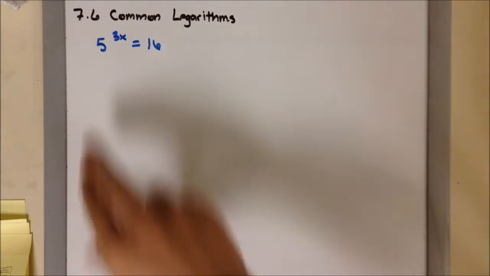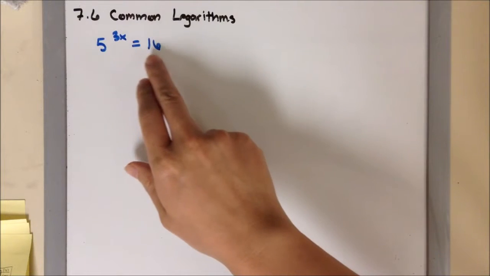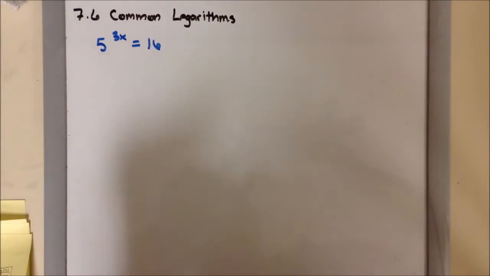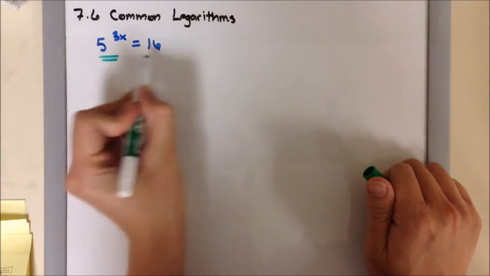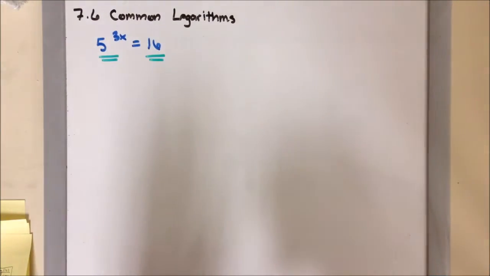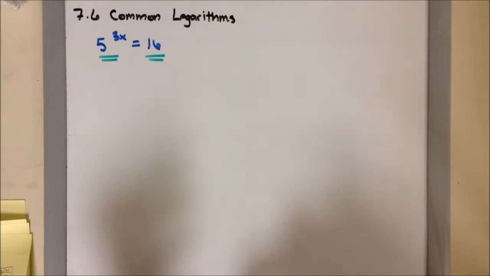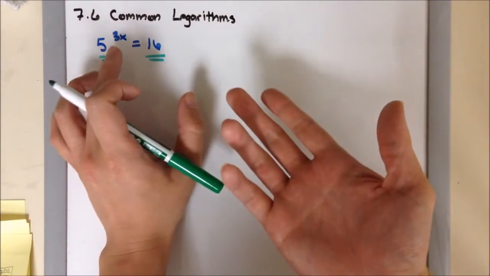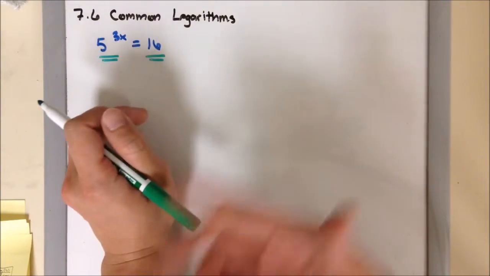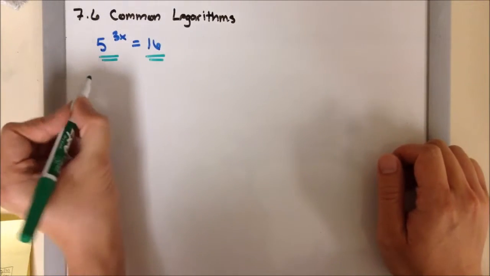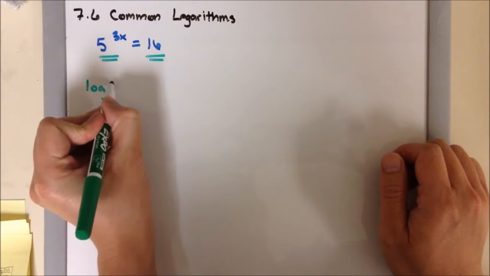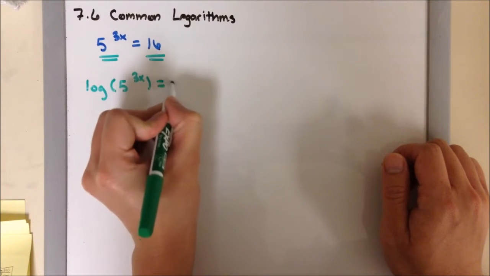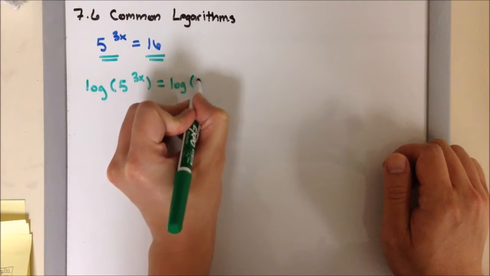In this example, we have 5 to the power of 3x equals 16. So, I checked that I have one part on the left side and one part on the right side. Since x is the variable and it's in the exponent place, we're going to take the log on both sides in order to solve for x. So, log of 5 to the power of 3x equal to log of 16.